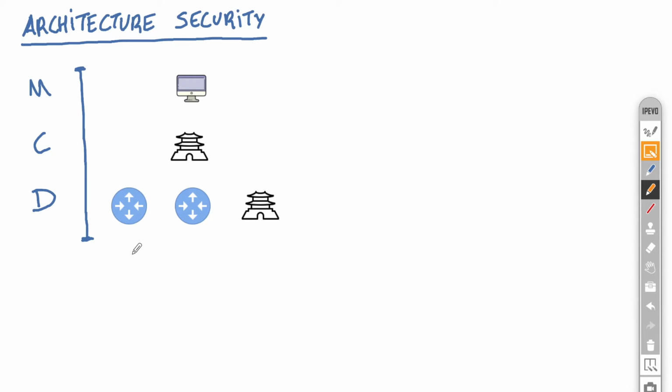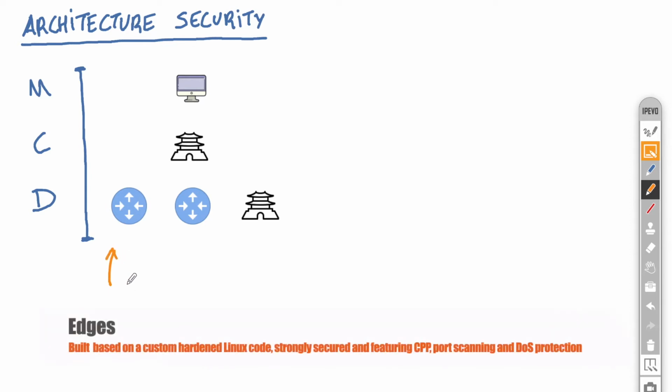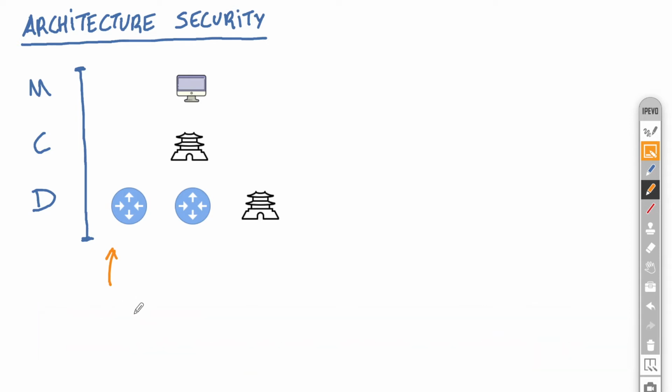But on a high level, you have to understand that each of the VeloCloud boxes is built on a hardened Linux image. So we make sure that all the ports that are not necessary are closed, and we have protection from things such as port scans or denial of service. There is also a control plane policing in force, and that makes sure that under stress, the box will still be able to forward control plane information.